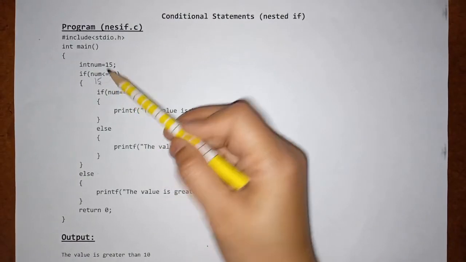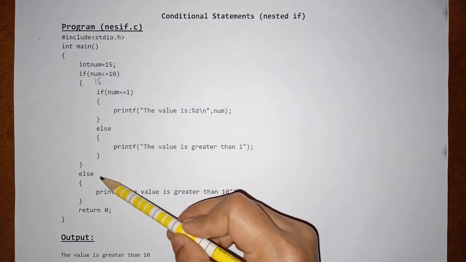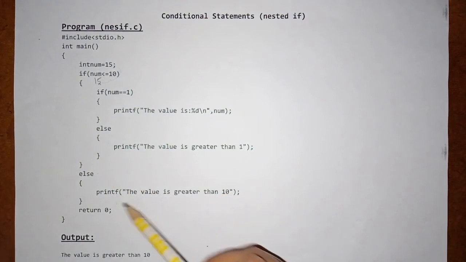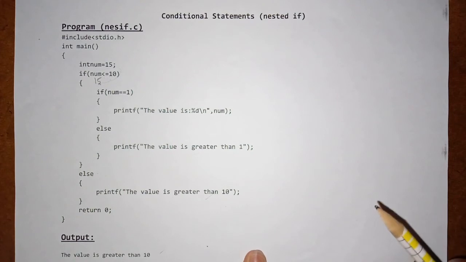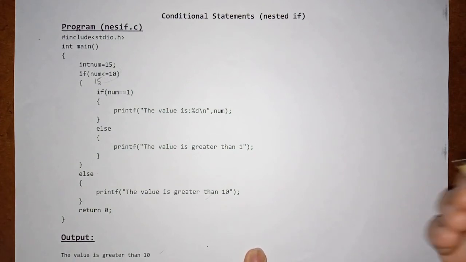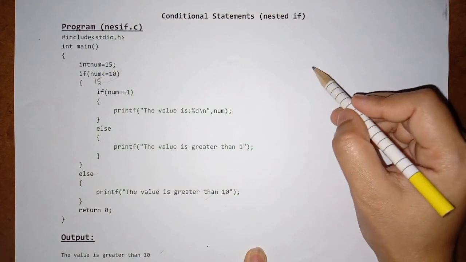If it is false, your control moves directly to this else. Inside this else, we have the statement the value is greater than 10. So this will be printed as output. That is what is given as output here: the value is greater than 10.